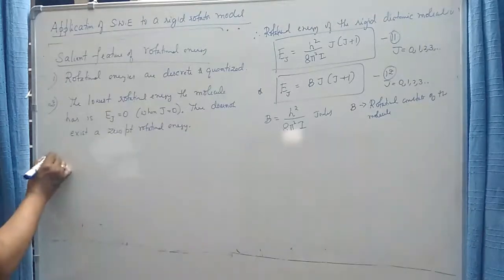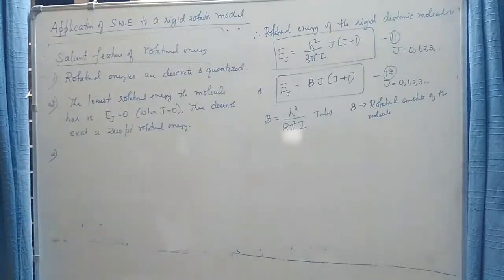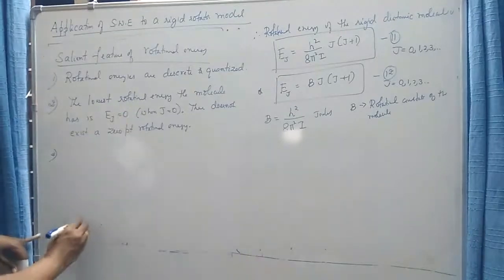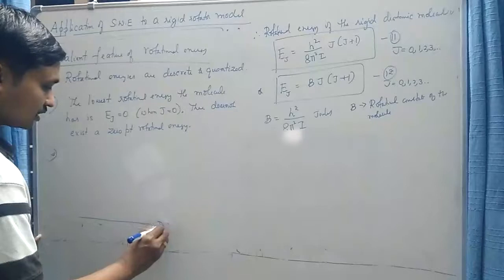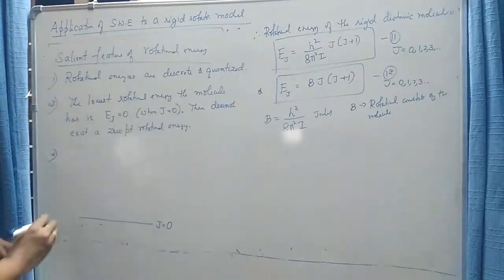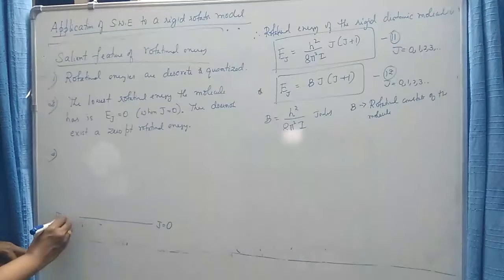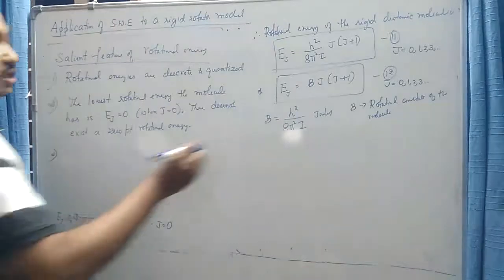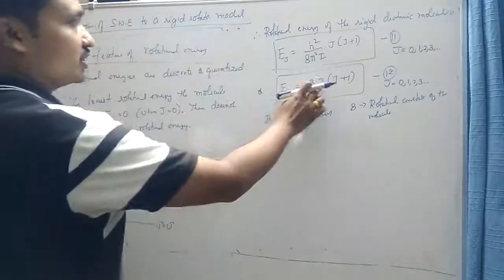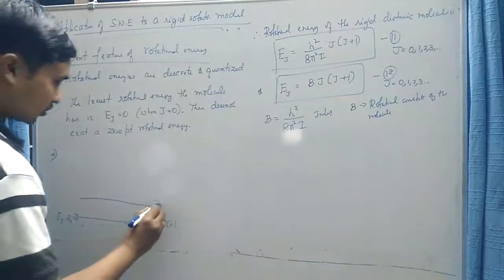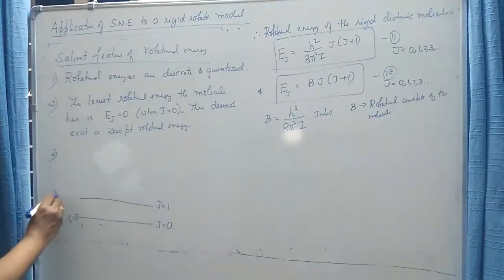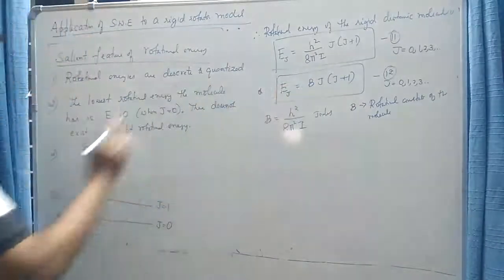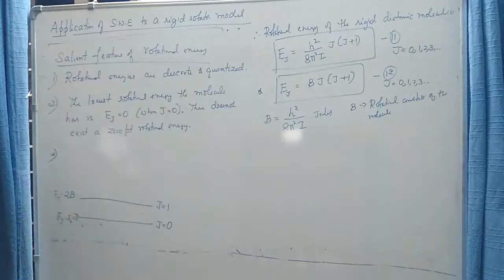The third observation is about the gap between the energy levels. So let me draw the energy level diagram for the rotational energy. The lowest energy is when J is equal to 0, and that energy E0 is 0. The next possible energy that a rotating molecule can have is when J is equal to 1. The energy E1, if I substitute J equal to 1, is 1 into 1 plus 1, that is 2 into B. So the energy is 2 times the rotational constant.